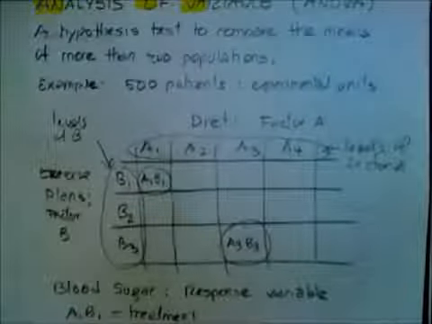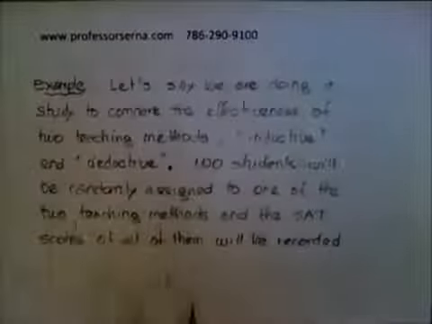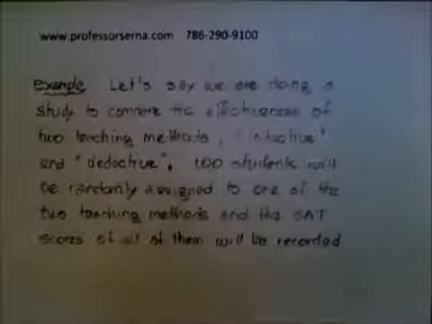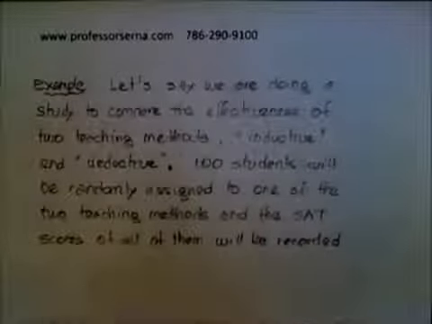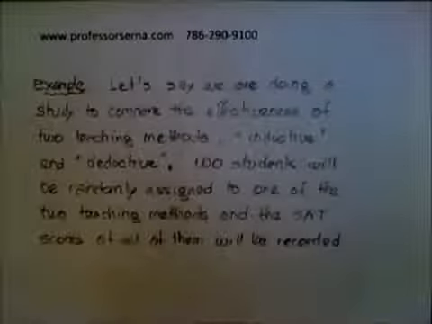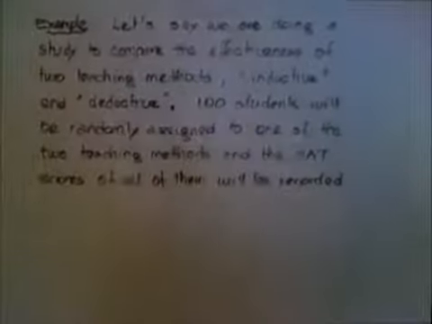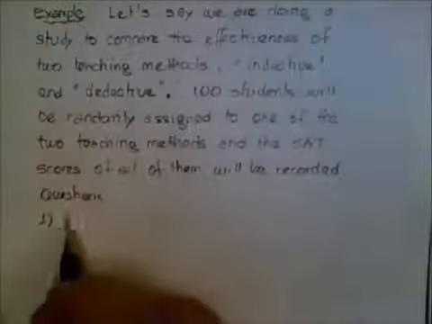Let me see if I can give you an example. So let's say that we're doing a study to compare the effectiveness of two teaching methods, inductive and deductive. 100 students will be randomly assigned to one of the two teaching methods, and the SAT scores of all of them will be recorded. So, knowing this, what are the questions? The questions are, first, what is the response variable?